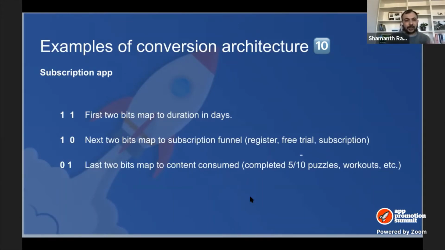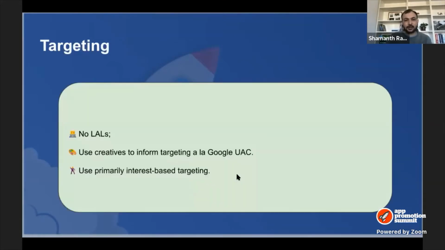All right. So those are a couple of examples of how you might architect conversion values for your app. Let's look at other considerations and other parts of your SKAdNetwork strategy. One is targeting. So there are going to be no lookalikes. And the primary way to approach targeting in an SKAdNetwork paradigm is going to be interest-based targeting. In fact, there's perhaps also a good time to start testing channels like Snap or TikTok, because they are very interest-driven. So this is definitely something that could be worth testing.